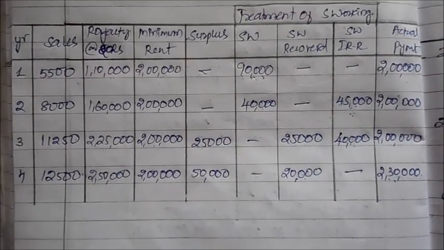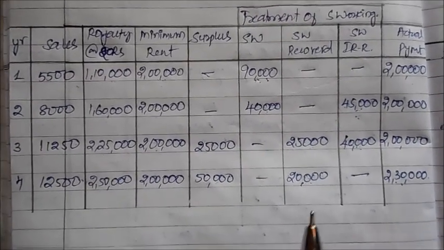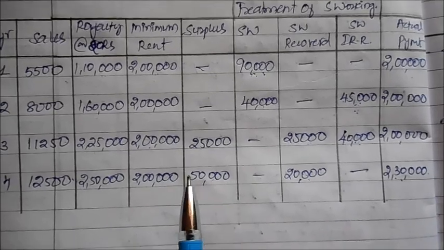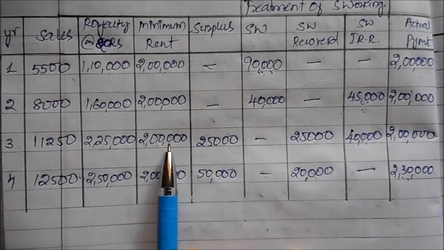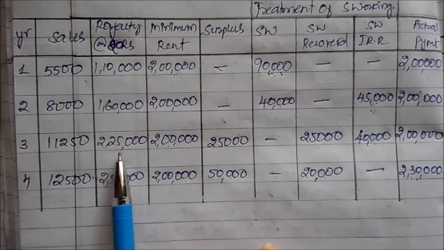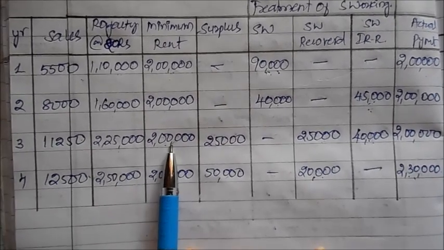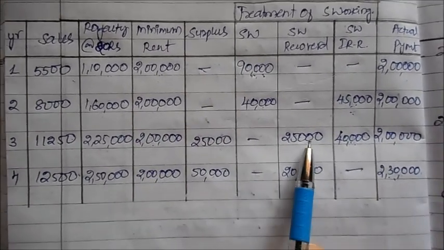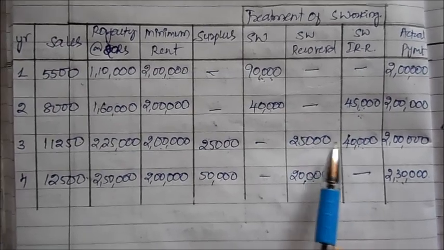Now for the third option. Now this particular thing has important things to be kept in mind. Firstly, when minimum rent is less than the royalty, or I can say when royalty is more than the minimum rent, you have surplus, you have short working recovered and irrecoverable both. So let us start solving the journal entry.